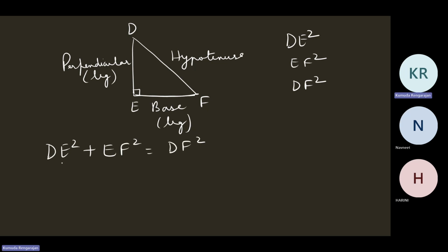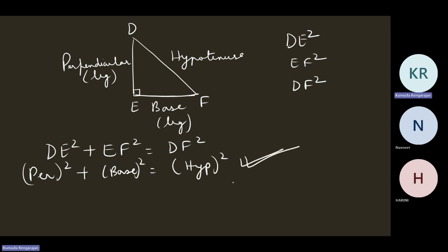So what is DE? It's the perpendicular. So perpendicular square plus, what is EF? Base. Base square is equal to DF, hypotenuse square. So this is the result by Pythagoras theorem. Perpendicular square plus base square is equal to hypotenuse square. Or you can also write base square plus perpendicular square is equal to hypotenuse square.